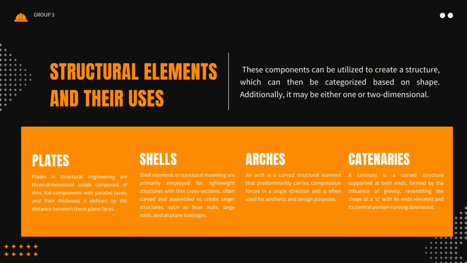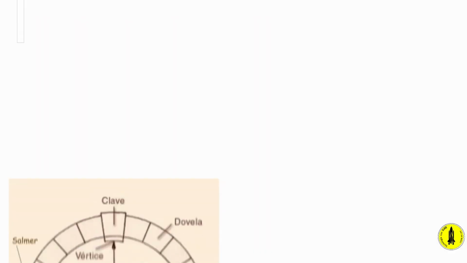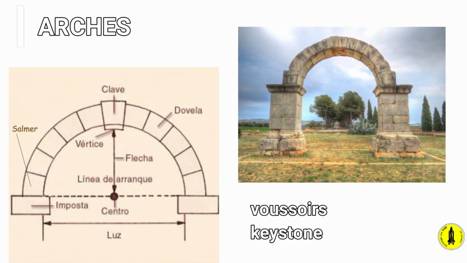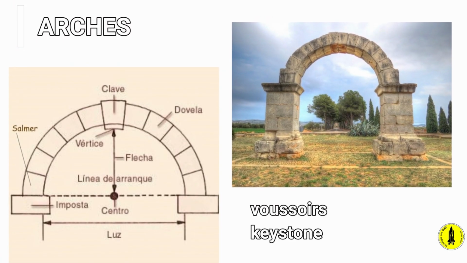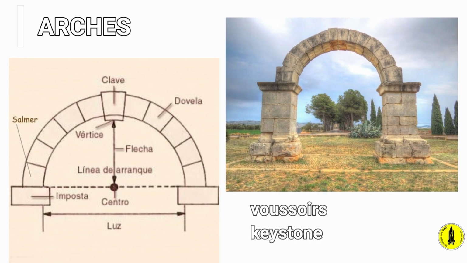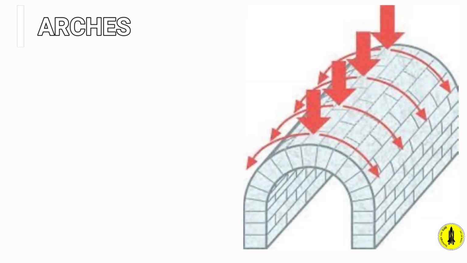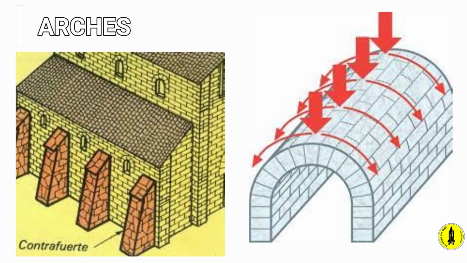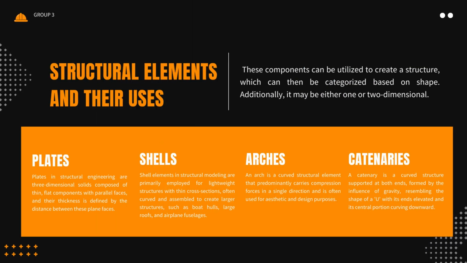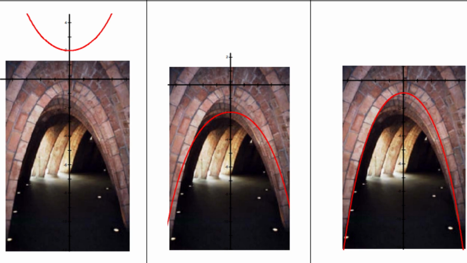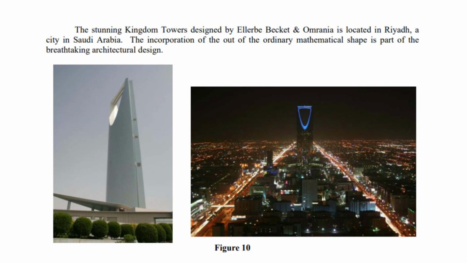The sixth element is arches. An arch is a curving structure that transmits compression forces solely in one direction. These are utilized frequently for aesthetic and design reasons. Finally, the seventh element is the catenaries. A catenary is an object supported at both ends and has a curve created by its weight. Think of the letter U as having its two ends above and its central half sunk inside a curve.